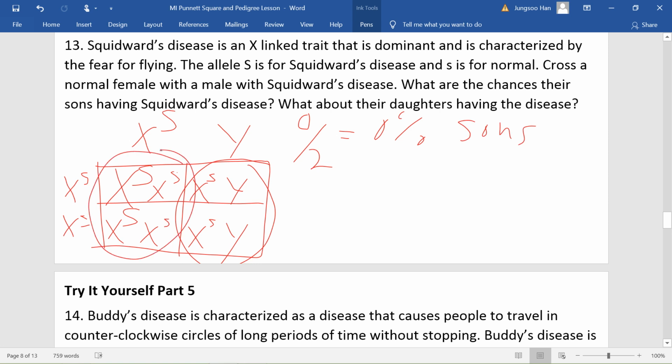Okay, the daughters, the only possible genotype they could have is X big S X little s, 2 out of 2. So that means even one big S, X big S, would result in Squidward's disease. So both of these genotypes lead to Squidward's disease. So 100% chance for daughters. Okay. Again, this is because big S is for Squidward's disease. Little s is for normal. Okay, so both of those possibilities for the daughters are the same. That one big S will cause them to have Squidward's disease.